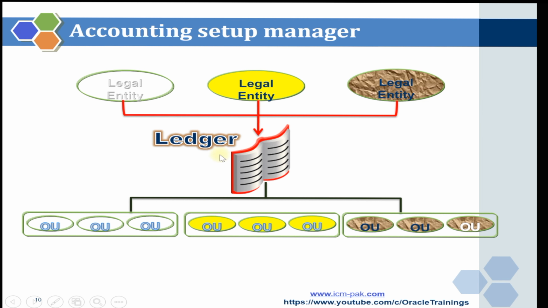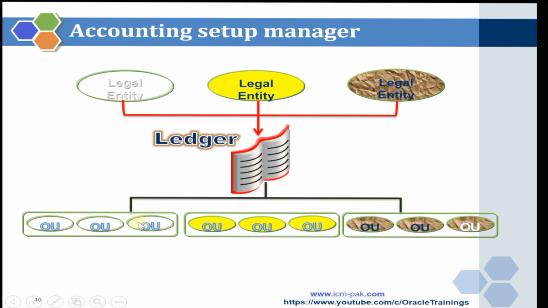Okay, and then under each legal entity you can have more than one operating unit. For example, we have a legal entity like White. This White legal entity can have 3 operating units. I'm just giving White as an example; it can be any company name, like P&G, like KPMG, whatever the company name will be.